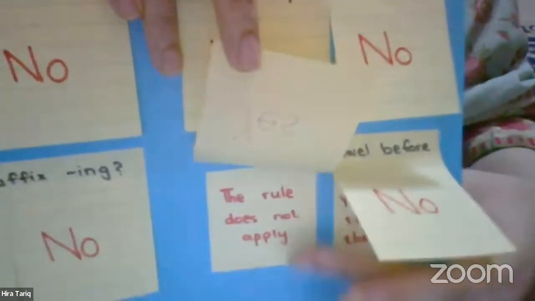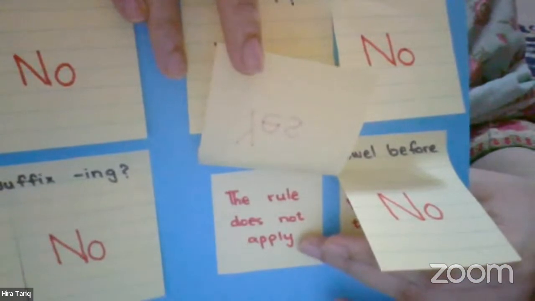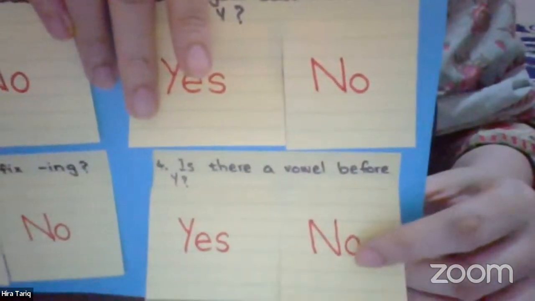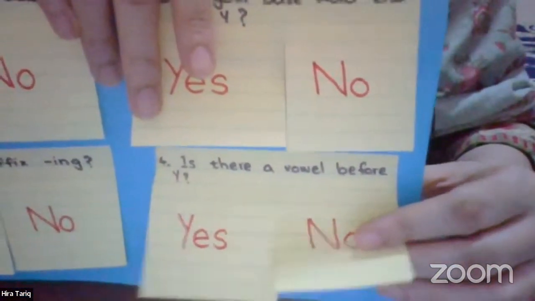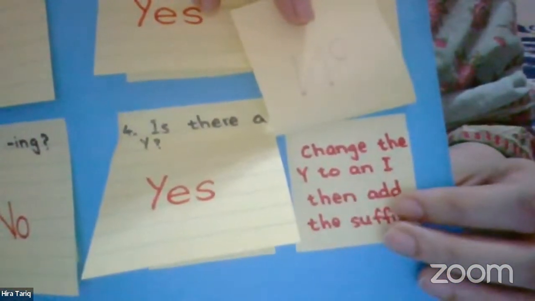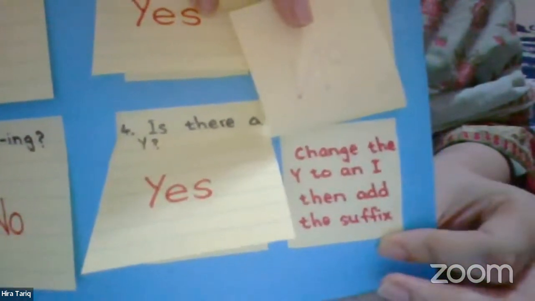Yes. The rule does not apply. I just told you if there is a vowel before Y, the rule will not be applied. ठीक है? खाली add कर देंगे. If you don't have a vowel before Y, then change the letter Y to an I, then add the suffix.